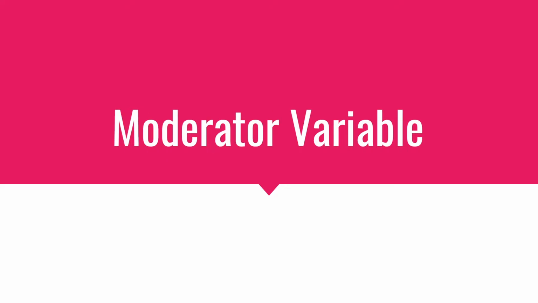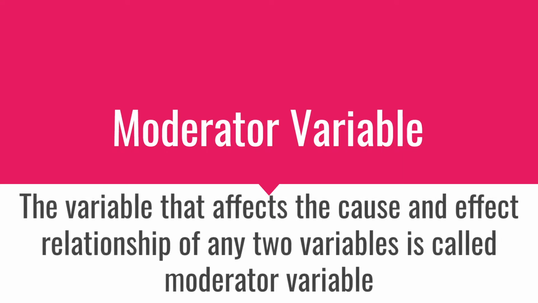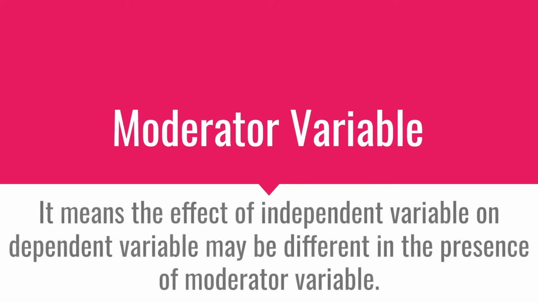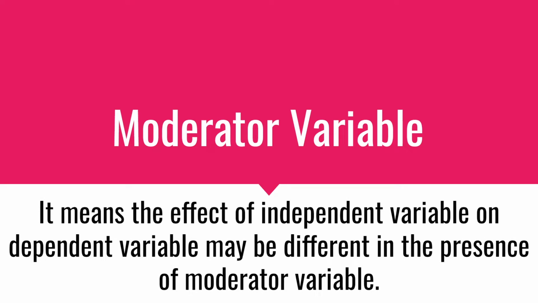What is a moderator variable? We know that the independent variable affects the value of the dependent variable, and there is a cause and effect relationship between the two. The variable that affects the cause and effect relationship of any two variables is called a moderator variable. This means that the effect of the independent variable on the dependent variable may be different in the presence of the moderator variable. Let's try to understand this concept with the help of an example.